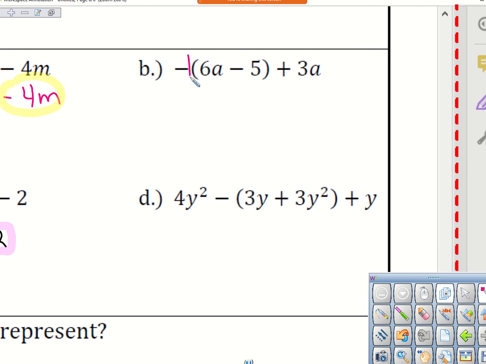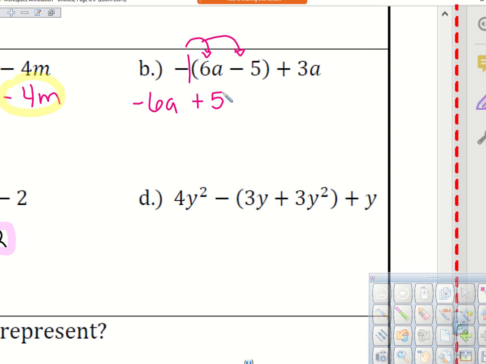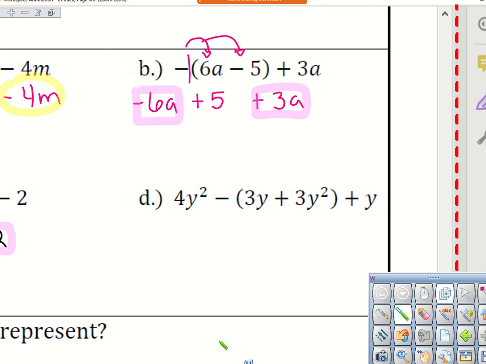Letter B, I'm distributing a -1. Okay, if there's not a number, put a 1 there. I'm distributing a -1 to each term in the parentheses. -1 times 6 is -6a. -1 times -5 is +5. And then I have this 3a hanging out at the end. Identifying my like terms. I have a -6a, a +3a, and then a +5 in the middle. Combining my a's, -6 plus 3 is -3a, and then I have that +5.